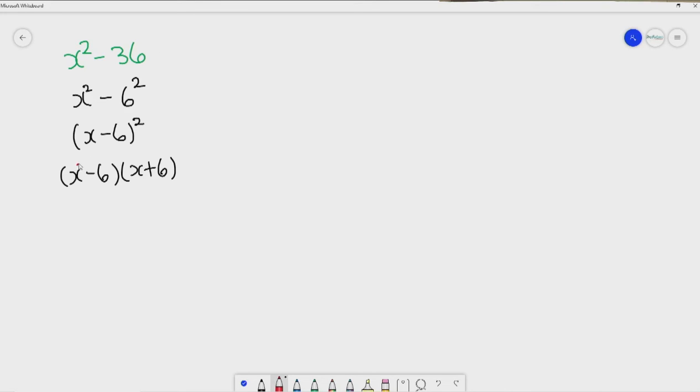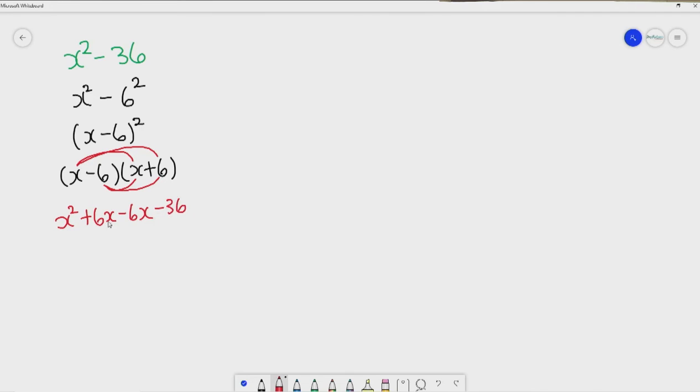So we have to multiply the first term in the first bracket by the first term in the second bracket, and then first by last. Then we're going to do last by first and last by last. So x times x gives us x squared. x times 6 gives us 6x. Minus 6 times x gives us minus 6x. And minus 6 times 6 gives us minus 36.